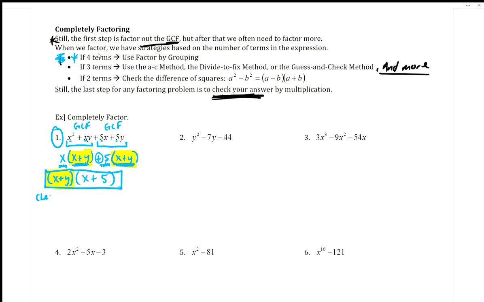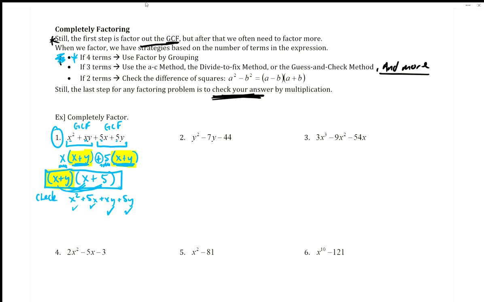Now we should check. When we check it, we distribute. x times x is x squared. x times 5 is 5x. This positive y multiplies the x to be xy, and then the positive y multiplies the 5 to be 5y. And we can see the terms are the same. They're in a different order, but x squared is there, xy is there, 5x is here, and 5y is there. With addition, you can move things around, so it is the same. That means we did it correctly.